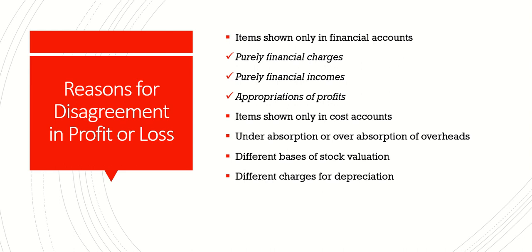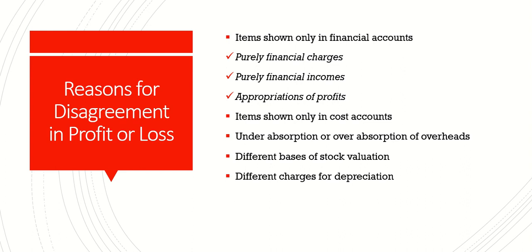The fourth point is different bases of stock valuation. In your cost accounting, the stock is valued by the LIFO method, FIFO method or weighted average method, whereas in your financial accounts it is valued at cost or market price, whichever is lesser. At that time it shows a difference between the figures. Hence the different bases of stock valuation also act as a reason for reconciling both your accounts.